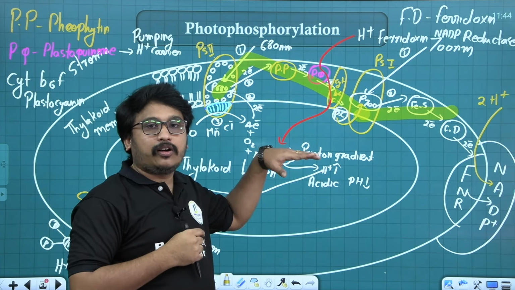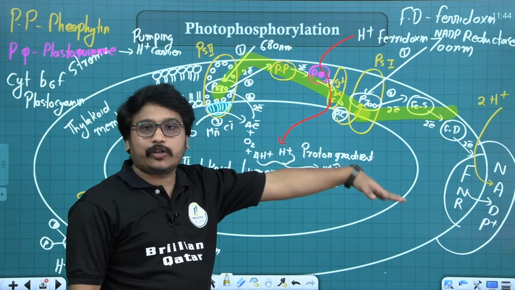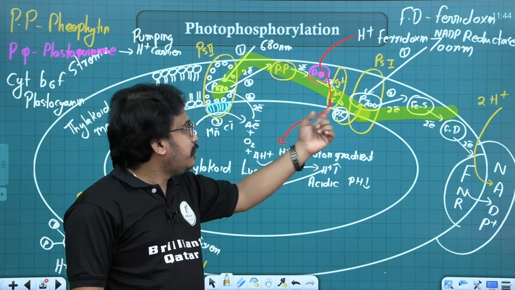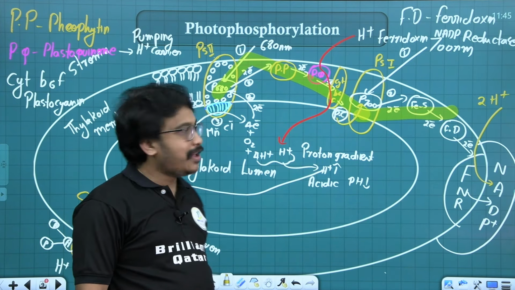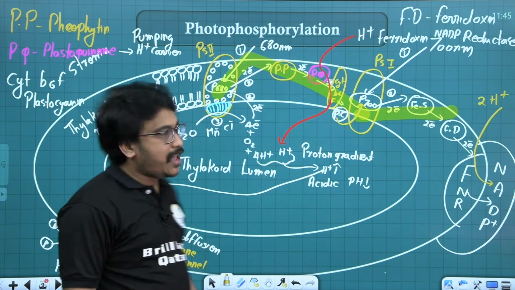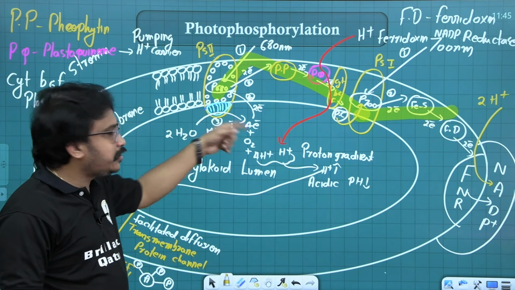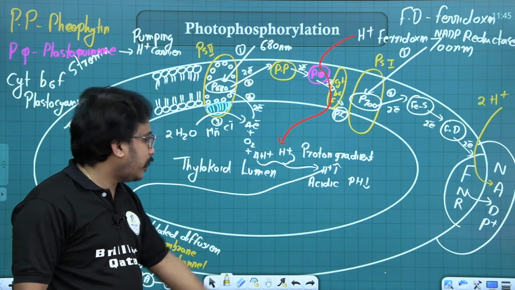This is also called non-cyclic photophosphorylation because emitted electrons are not returning back. Emitted electron from PS1 is going to NADP plus. Emitted electron from PS2 is going to PS1. Emitted electron from PS2 is replaced by water. So that's all about photophosphorylation.